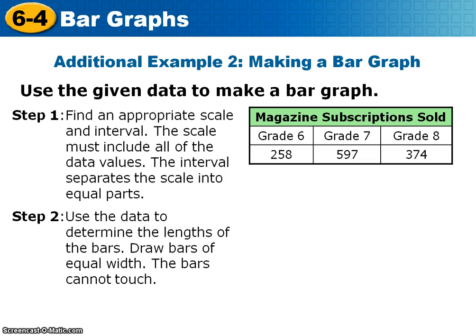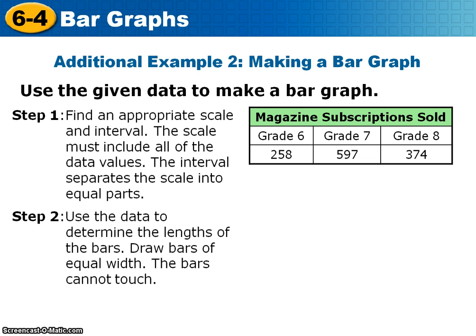It also would be a whole lot of work to put a line on your graph for every number from 1 all the way up to 600 to be able to get all of our numbers on there. So your interval separates the scale into equal parts. In this particular case, it might be beneficial for us to go by every 100 or maybe every 50. Use the data to determine the length of the bars. Draw your bars of equal width and the bars cannot touch.